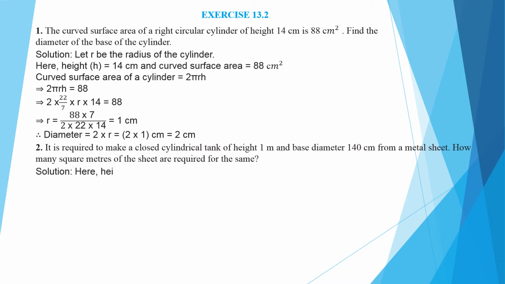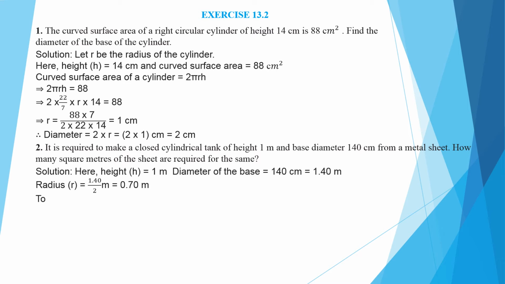Here two different units are there, so we will first make the units the same. Height is 1 meter, diameter is 140 centimeter. Converting 140 centimeter into meter, we divide by 100, so we get 1.4 meter. So the radius will become 0.7 meter.